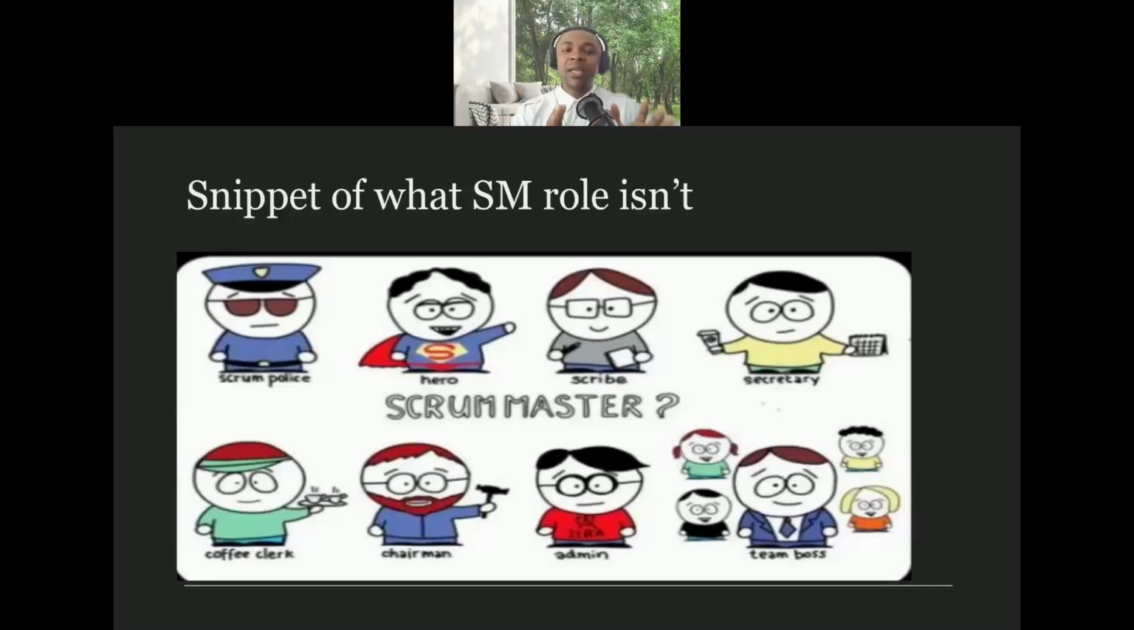And as you can see, we have different images that project what is not the role of a Scrum Master. We have Scrum Police, we have a hero, we have a scribe, we have secretary, we have coffee clerk, we have chairman, admin, and team boss. These are the different images we can put together in order to demonstrate what a Scrum Master is not. So you might see varieties of this on the internet, but this is based on my research.